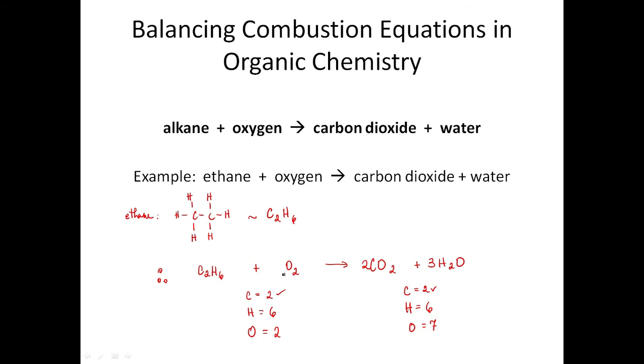You want to start off by balancing the carbon and hydrogen atoms first, and then you balance the oxygen atoms. If you get an odd number for oxygen, you simply divide that number by 2 and then multiply the entire equation by 2 to get your balanced equation.